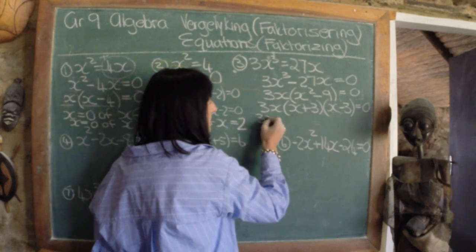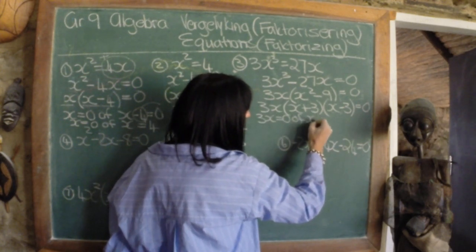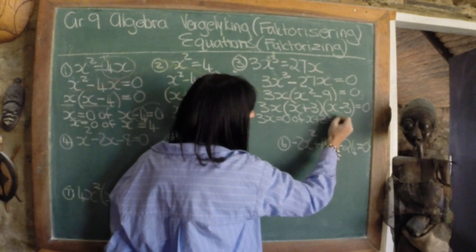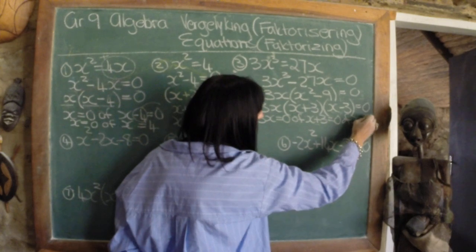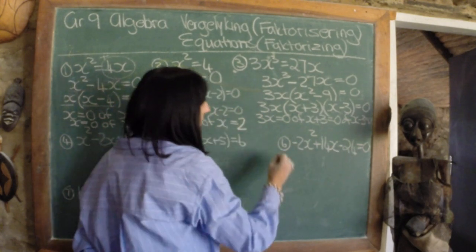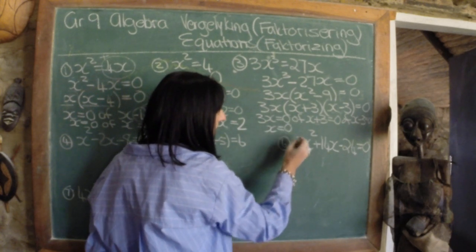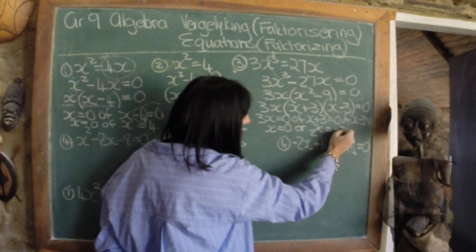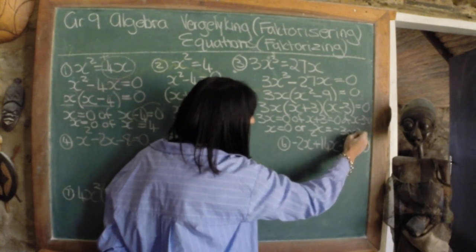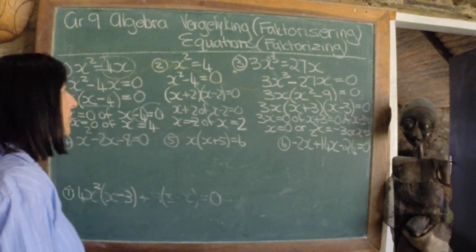So 3x is gelyk aan 0, of x plus 3 is gelyk aan 0, of x min 3 is gelyk aan 0. So, if you divide with 3 on both sides, still 0, or x equals minus 3, or x equals 3. Goed, 3 waardes.